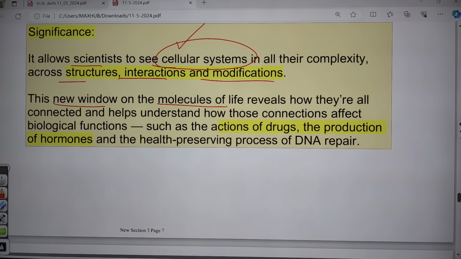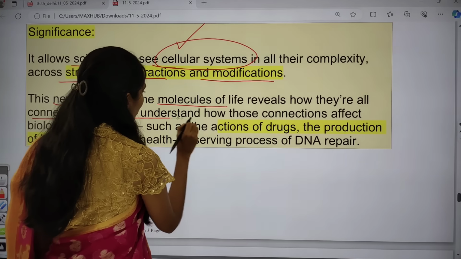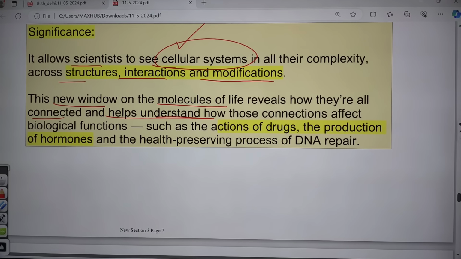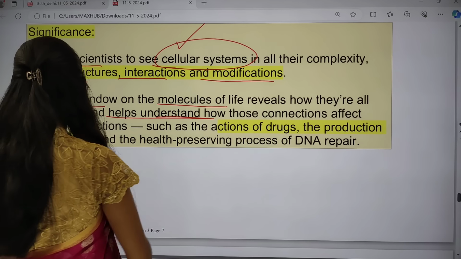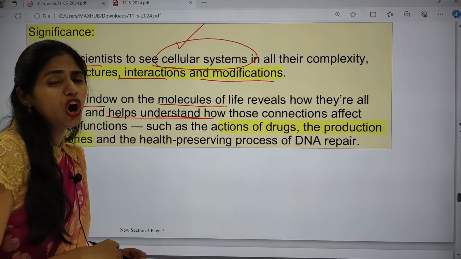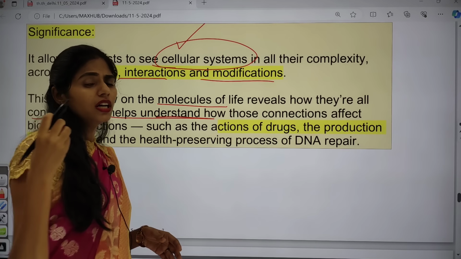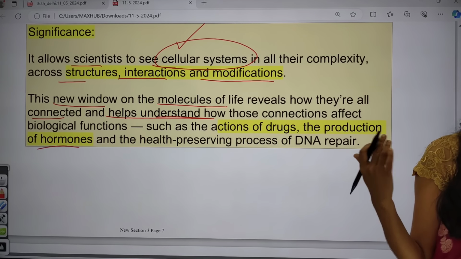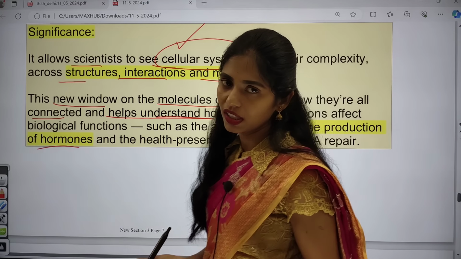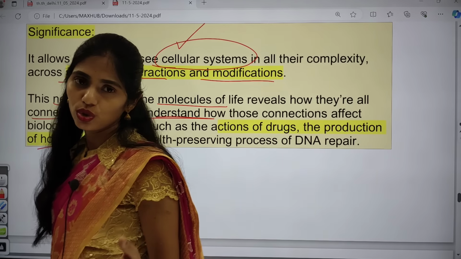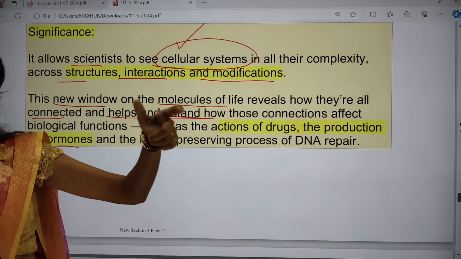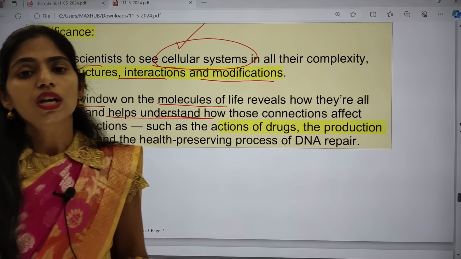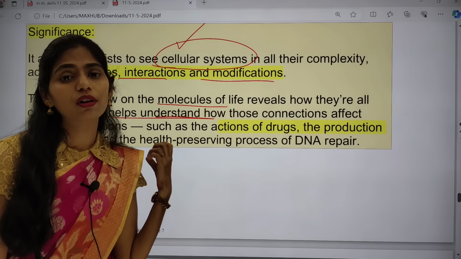This reveals how they are all connected, and also helps to understand how these connections affect biological functions, for example how the action of drugs is happening, whether they are acting or not, and how the production of hormones is happening, because hormones are very important. We have different organs in our body, different glands producing hormones. For example, the thyroid gland provides thyroxine, T3, T4. From the pituitary gland, growth hormone is released. Like that, different glands in our body produce hormones.